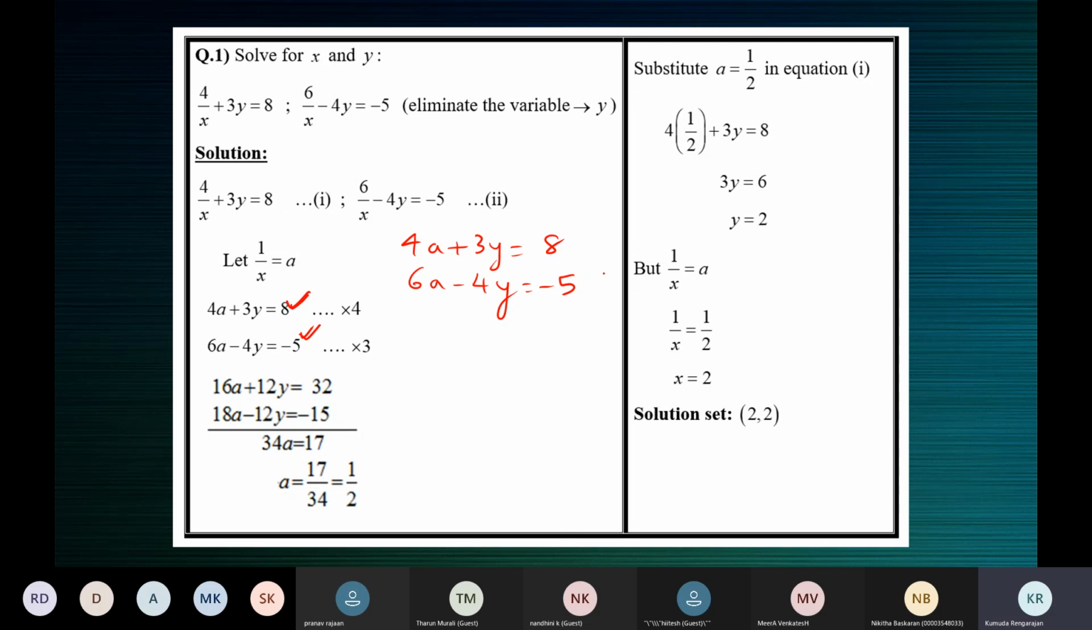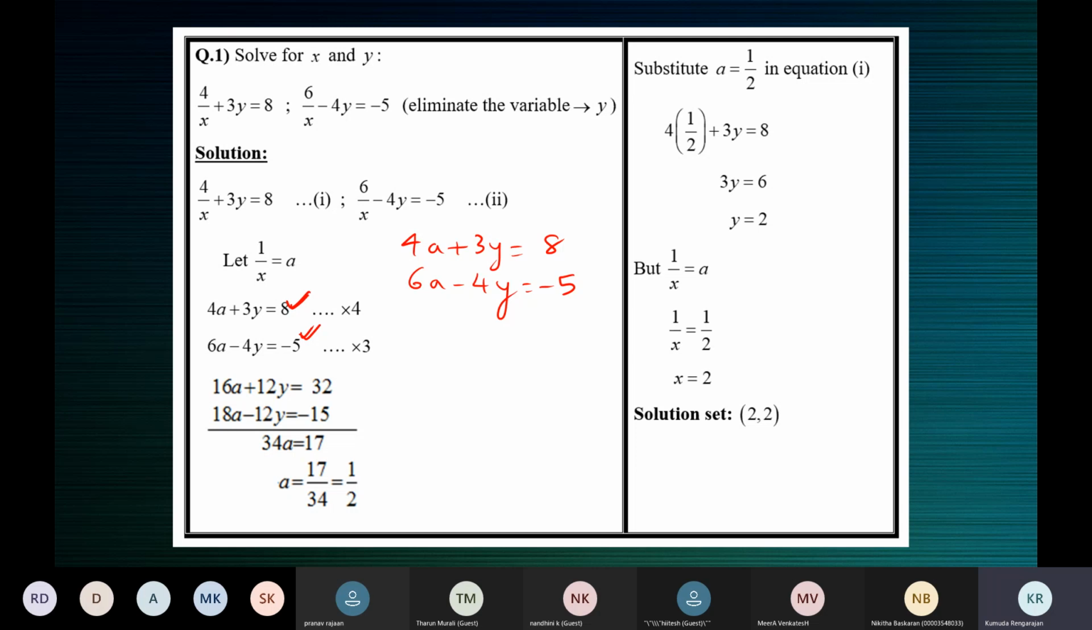4a plus 3y is equal to 8. 6a minus 4y is equal to minus 5. Now, children, where are the constants? Are they in the LHS or RHS? RHS. I told you, when the variables and constants, all the terms, are on the left hand side and the RHS is equal to 0, then the heading will be a, y and 1.